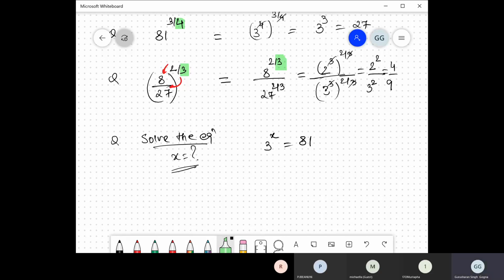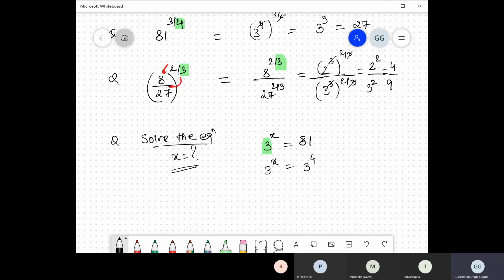Again, you need to see what's here. So what's here? 3. So what you need to think is, can I express 81 as a power of 3? You can obviously use your calculator. You can see whether 3 to the power 3, 3 to the power 4 or 3 to the power 5 gives you 81. So 3 to the power 4 will give you 81.